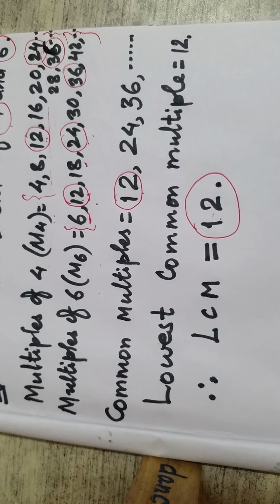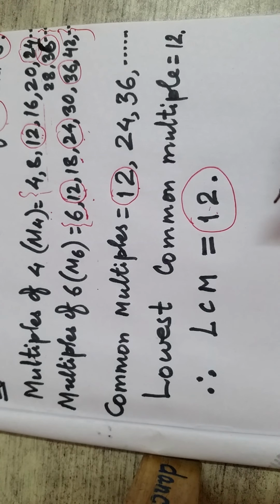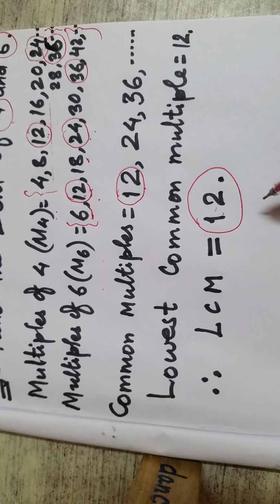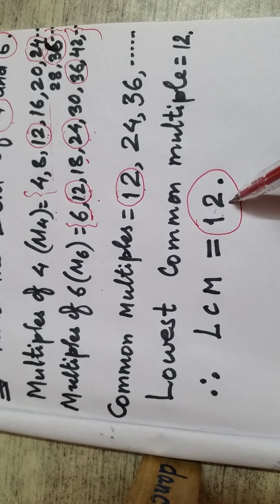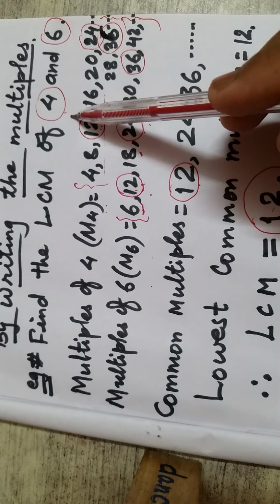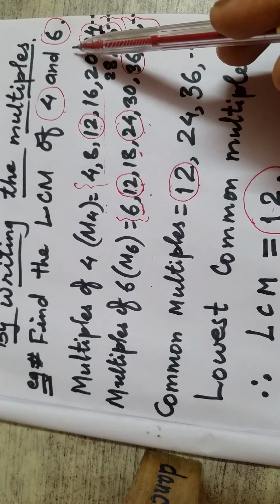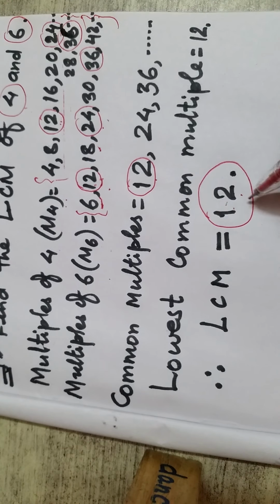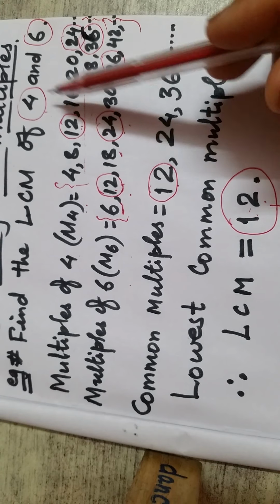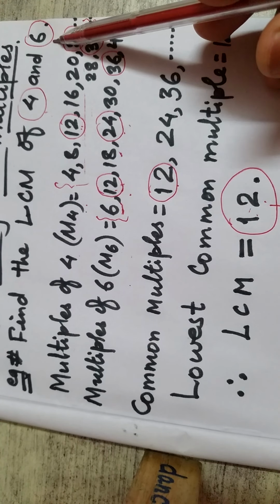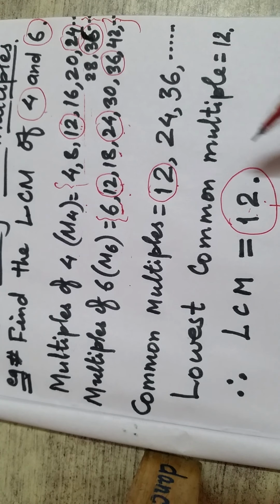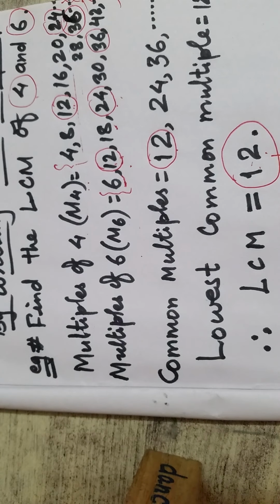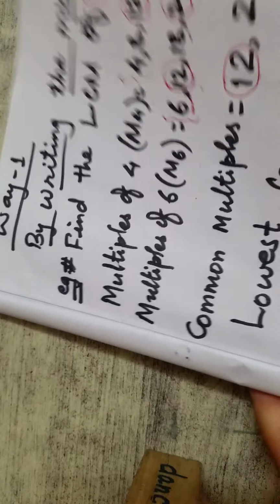Now let's see actually what is LCM. Lowest common multiple we know, but what we can see is 12 is the smallest number which is exactly divisible by 4 and 6. Can you tell me any other number which is smaller than 12 and exactly divisible by 4 and 6? No. So that is the benefit of finding LCM. It has practical application also. We will learn about practical uses and applications later on.